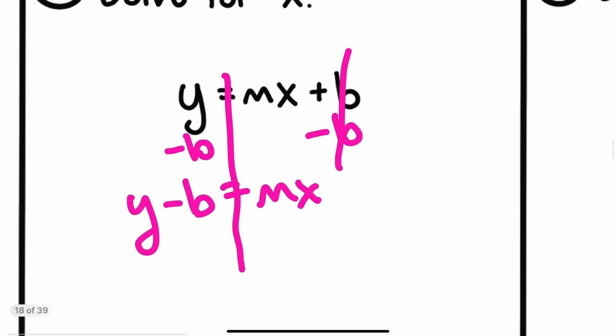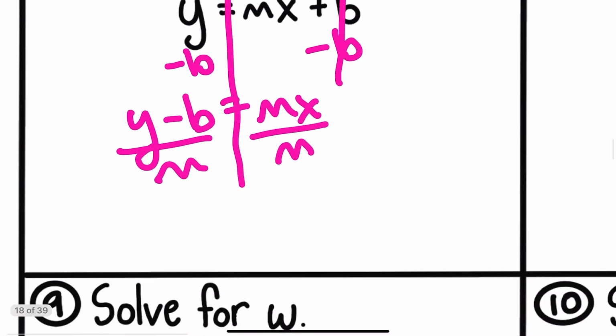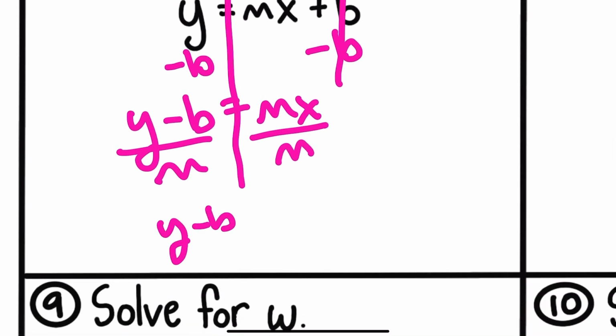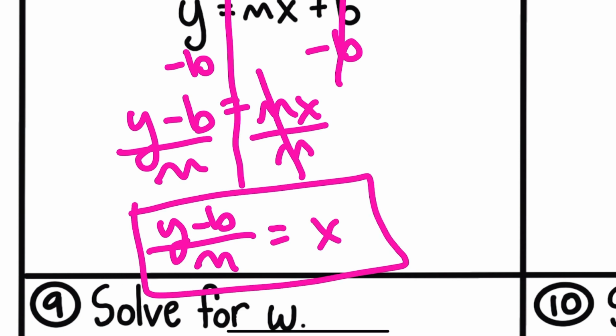Because b minus b, that's going to give me a 0. Okay, well, my x still isn't by itself yet. I still have this m that's in the way. My m and my x are being multiplied together because they're right next to each other. So I'm going to do the opposite of multiplying, which is dividing, to get rid of the m. That is going to leave me with y minus b over m equals, my m's got divided, so it's going to leave me with 1x. And this would be my answer for the question.